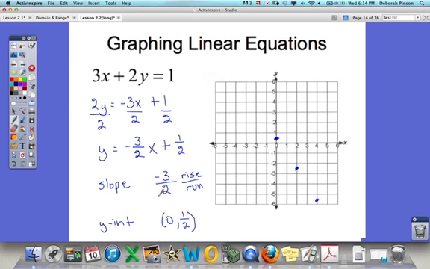Now I can also give that negative to the 2 so that I can go up 1, 2, 3, back 2. And I don't think I have room to do it again. We'll kind of squeeze it on there. So here then is my line.